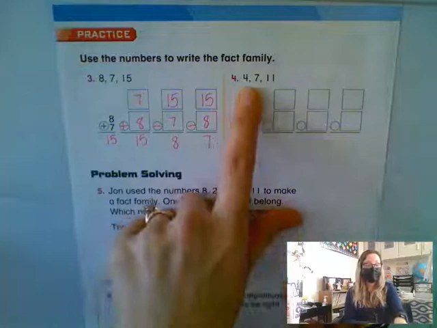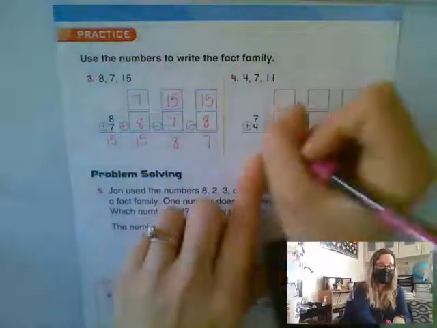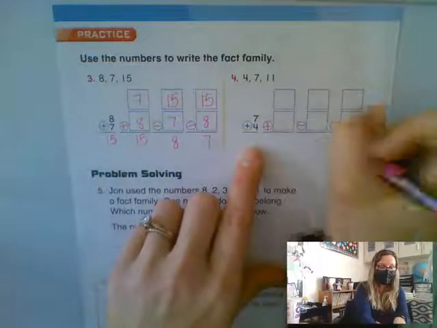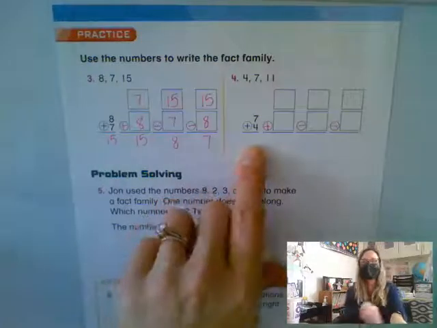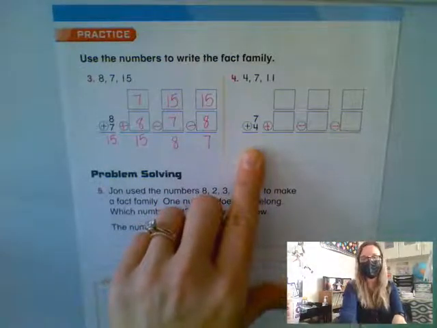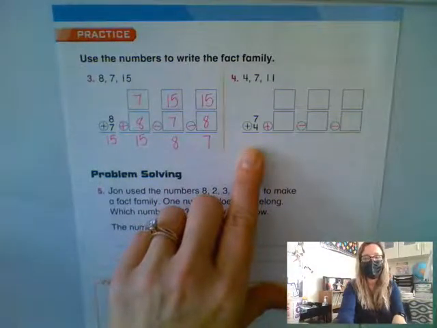We're looking at 4, 7, and 11. We know we need 2 addition and 2 subtraction. And you can solve on your own. Go ahead and do that right now.